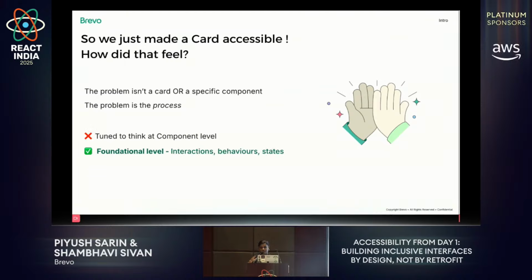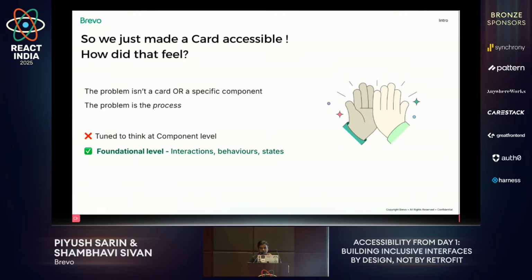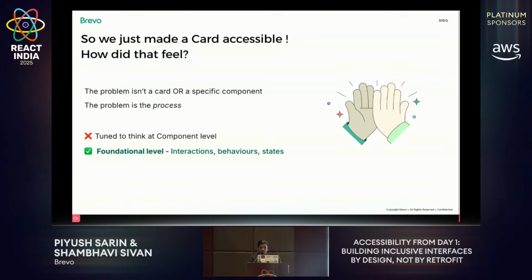We have all been so tuned to thinking in terms of components, right? Whenever you're given a web page or an app to develop, the first thing we do is break it down into smaller components, and we start thinking only from the perspective of that component, its functional requirements, non-functional requirements, and so on. But what we need to do is go one step lower, at an even more foundational level, and think in terms of the interactions and behaviors you see on the UI. At the very basic level, what do you do when you have a UI? You just interact with it, right? You click, you scroll, and all of that.